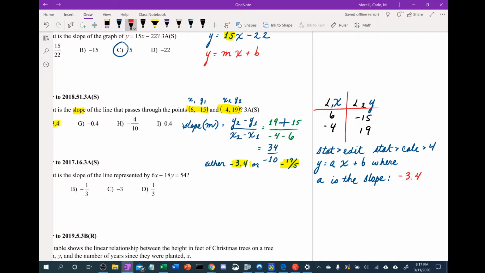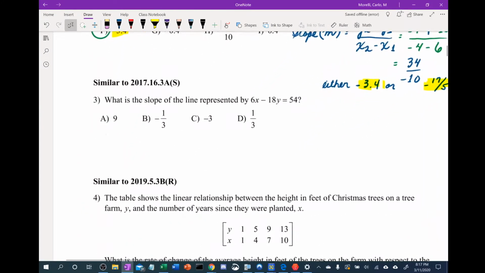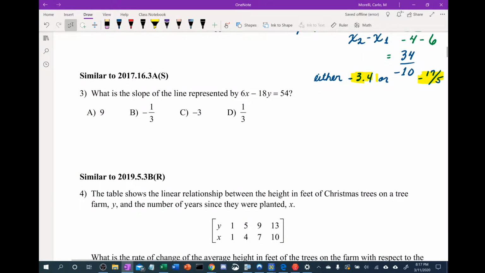So it's really important that you're comfortable with either method, but the one that most students find the easiest is just plugging it into the calculator.